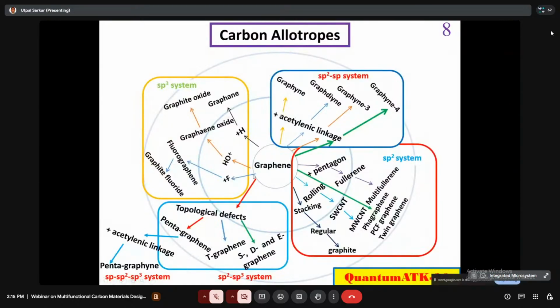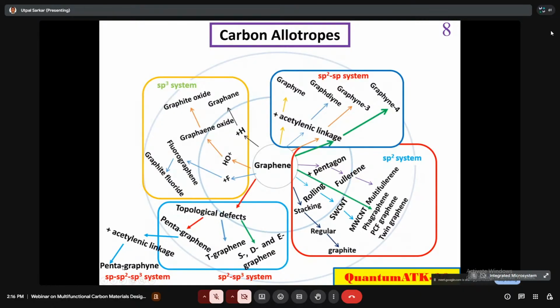If you include an acetylene linkage between the carbon-carbon bonds, you will get graphyne, graphdiyne and graphyne 3 and 4. These are sp2 hybridized systems. Similarly, if you introduce topological defects, then you can get pentagraphene, and by inserting acetylene linkages, you will get T-graphene, SDE graphene. These are basically examples of sp2, sp3 hybridized systems.